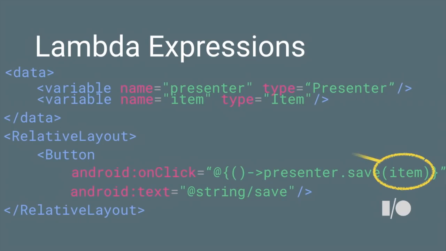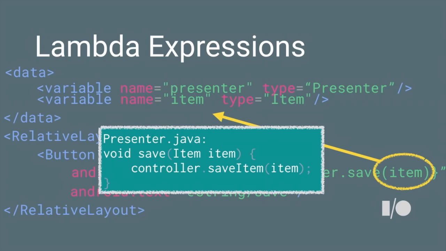Where does the item come from? It's the item that you declared there. So in your save method in the presenter, you can do whatever you want. Now you have the item.